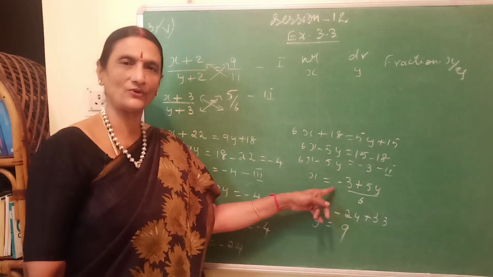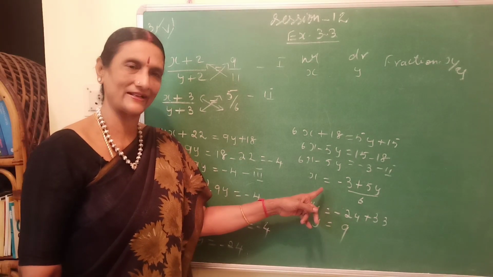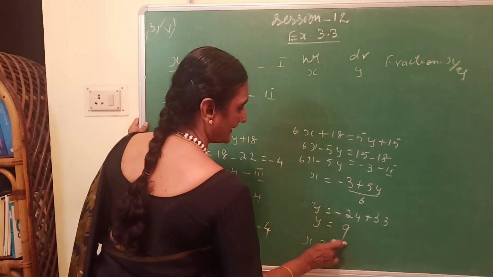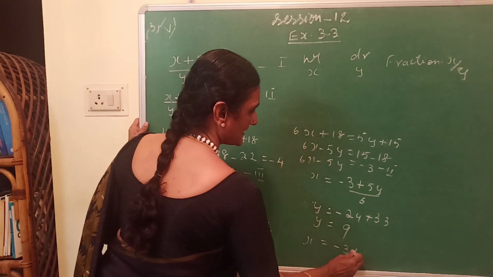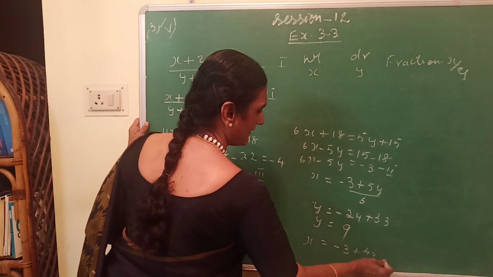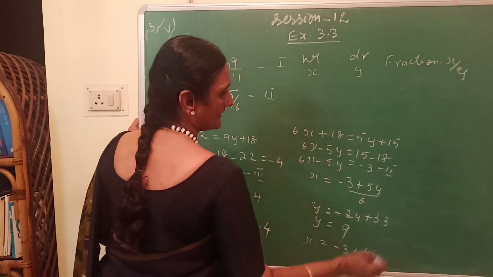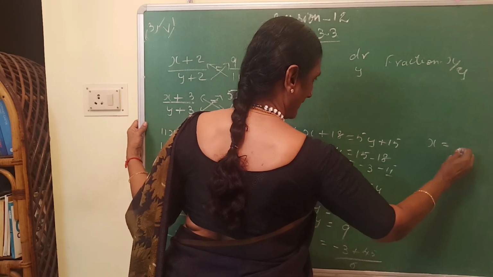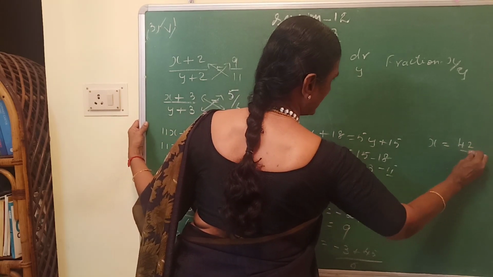We have to substitute this in the equation to get the value of x. x = (-3 + 5 × 9)/6, that is 5 nines are 45. Therefore, we have x = 42/6.